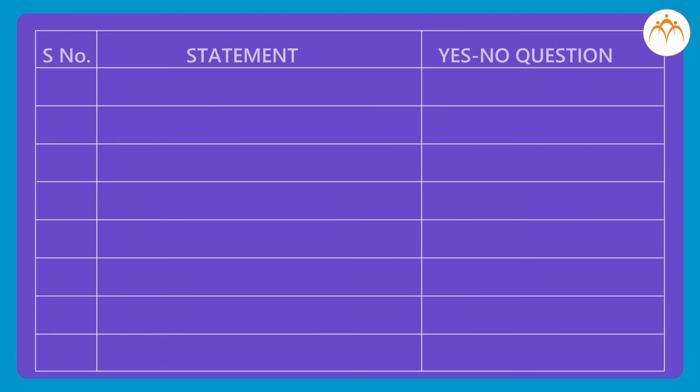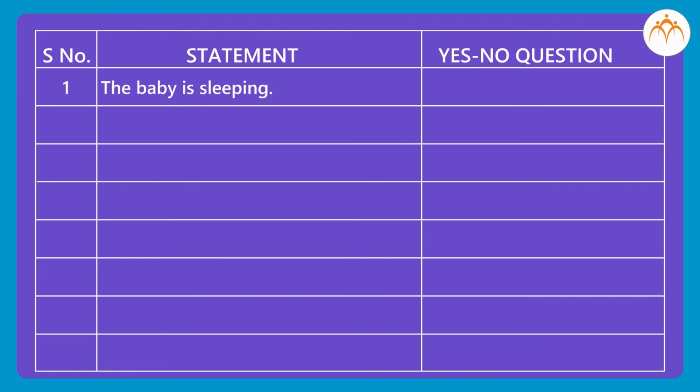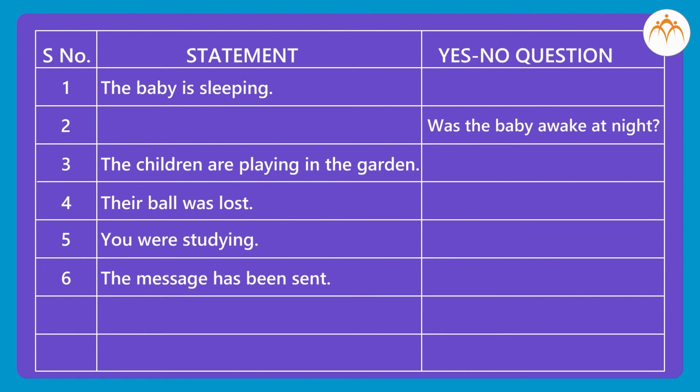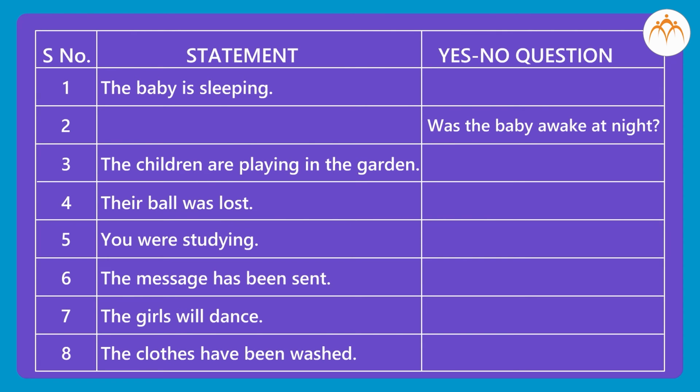Exercises. Complete the following table. Statement: the baby is sleeping. Yes, no question. Was the baby awake at night? Statement: the children are playing in the garden. Their ball was lost. You were studying. The message has been sent. The girls will dance. The clothes have been washed.